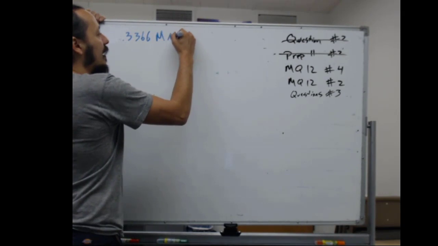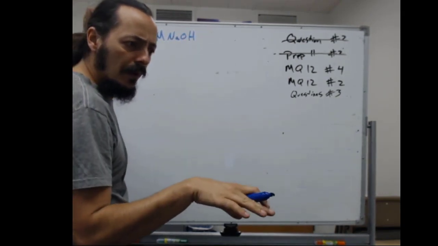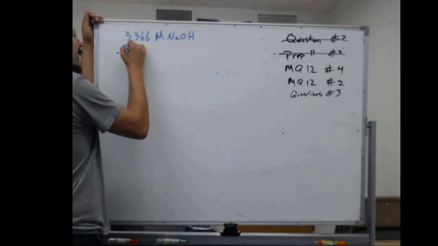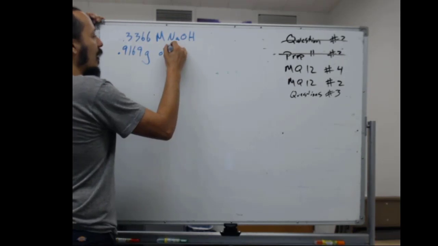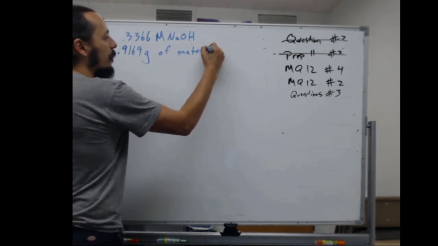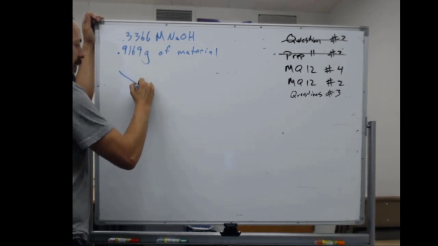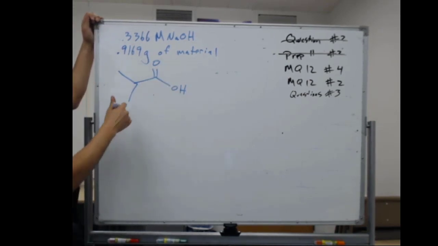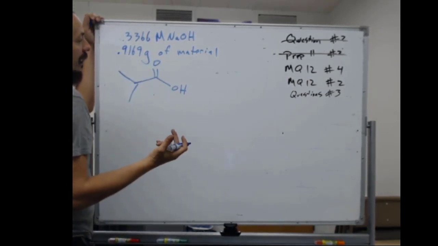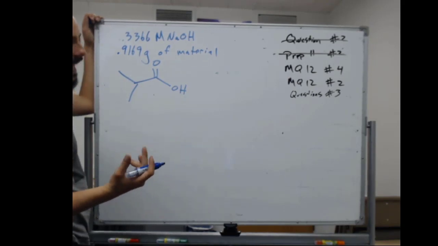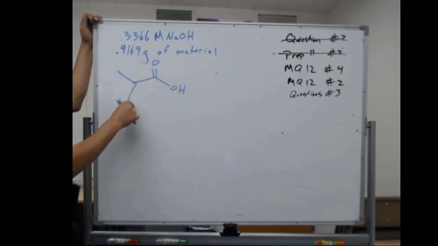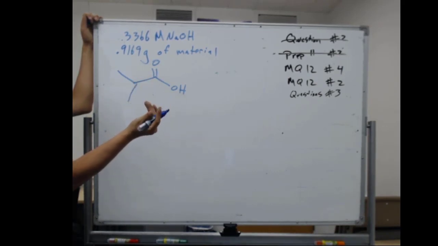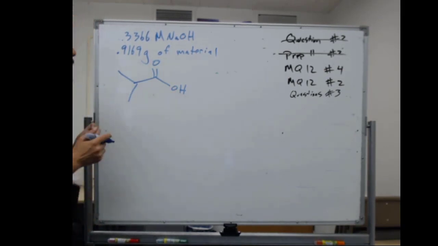0.3366 molar NaOH. 0.9169 grams of material. The material I'm given is this. It's a carboxylic acid, 2-methyl propanoic acid, but we don't need to name organic compounds.